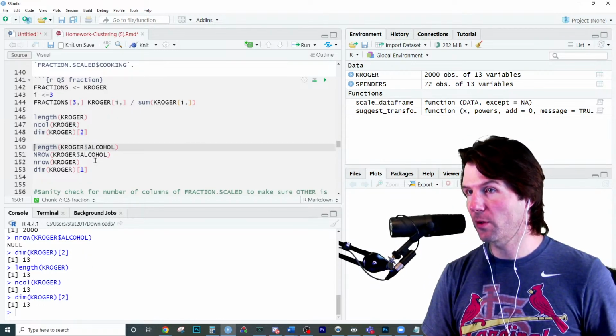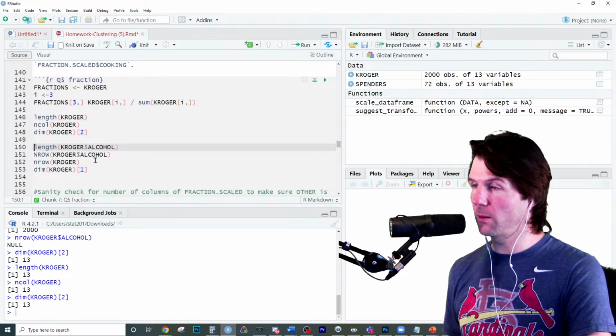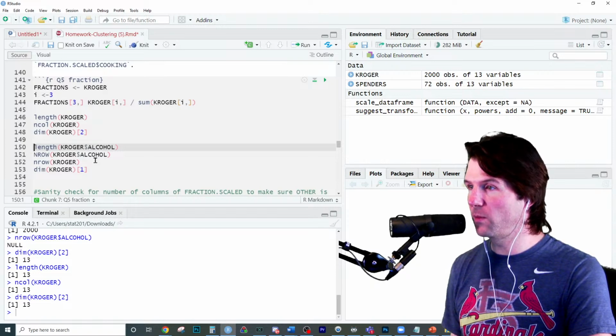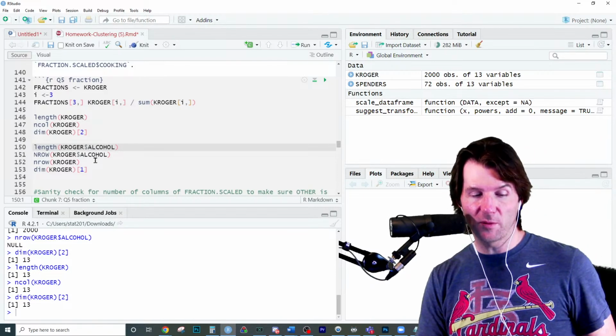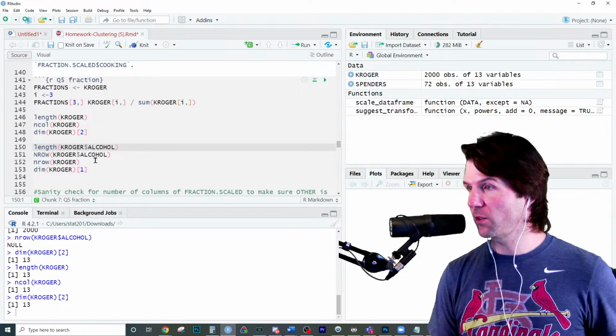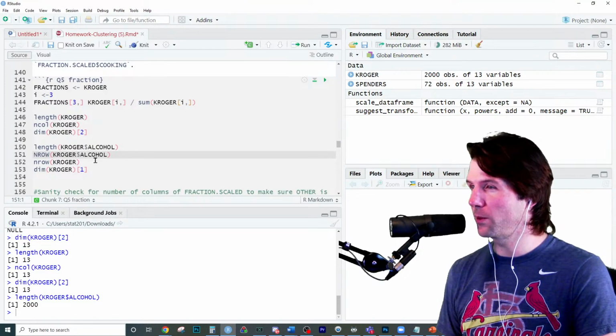You can get the same answer of 13 by the length of the data frame, which is the number of columns, the n columns, or the dim dimension 2, the second dimension, which is rows columns. You can get the number of rows in data frames by doing the length of one of the vectors in the data frame. Probably wouldn't do it that way. I think all vectors have to have the same length, but you could achieve it that way.